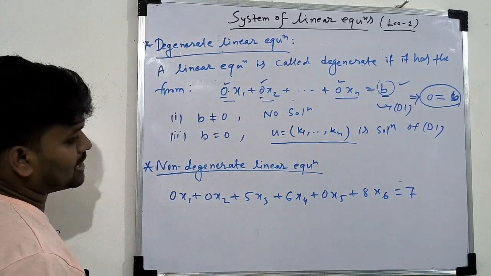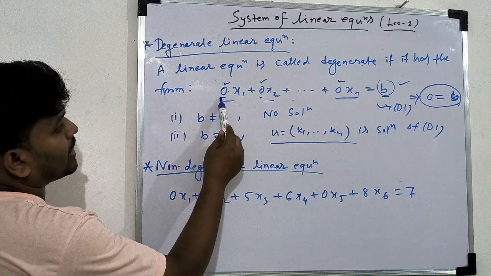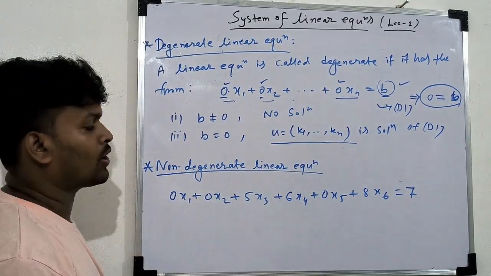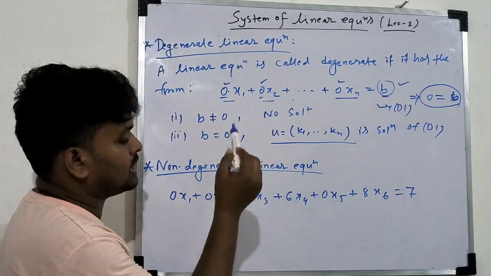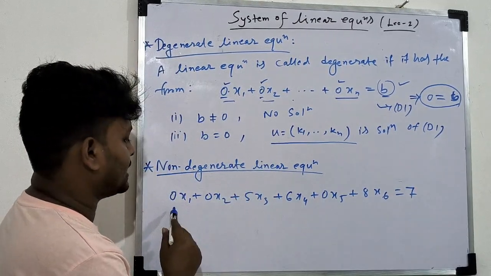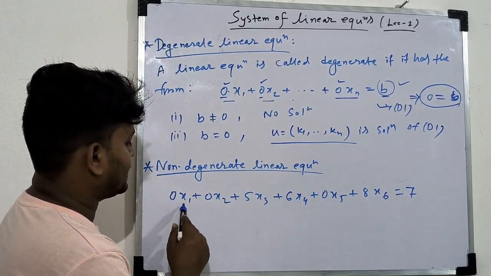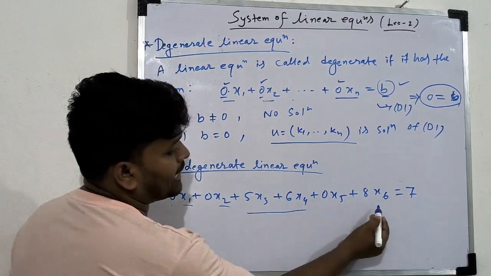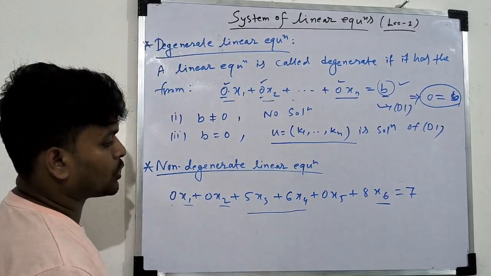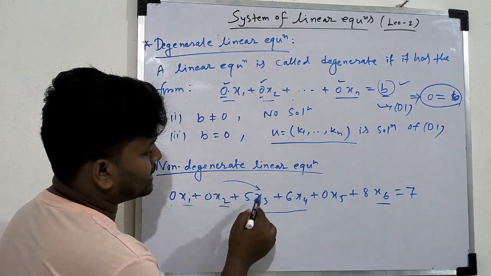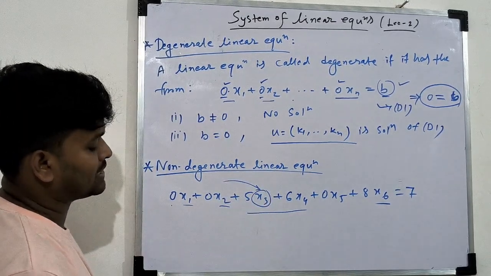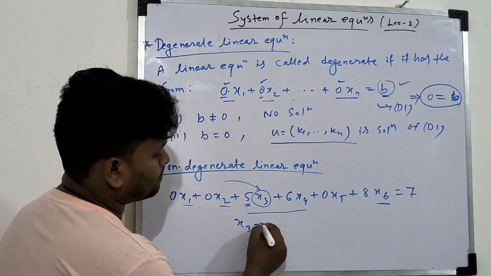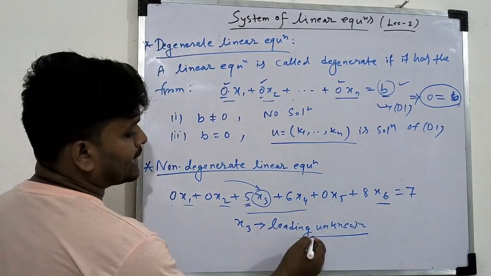And what is a non-degenerate linear equation? If there exist some coefficients of the unknowns which are not 0, then we call this equation non-degenerate. So like this, here x1 and x2 have 0 coefficients, but x3 and x4 have non-zero coefficients, and x6 also has a non-zero coefficient. So here the first unknown with a non-zero coefficient is x3, which has coefficient 5. So x3 is called the leading unknown, the leading term.